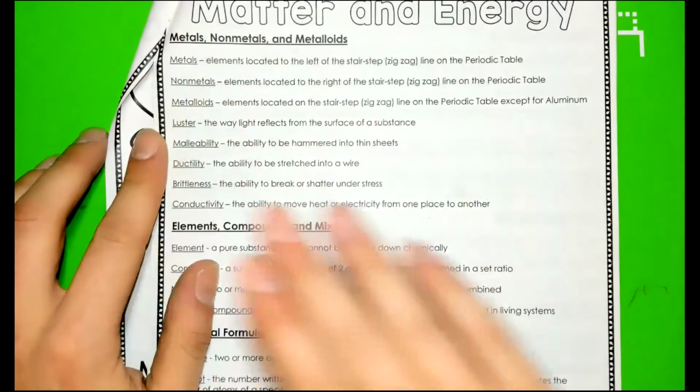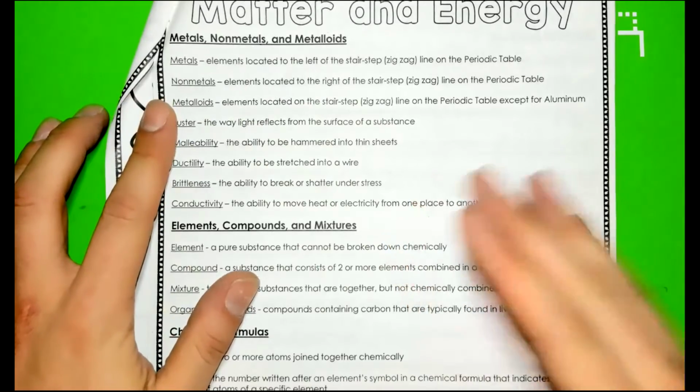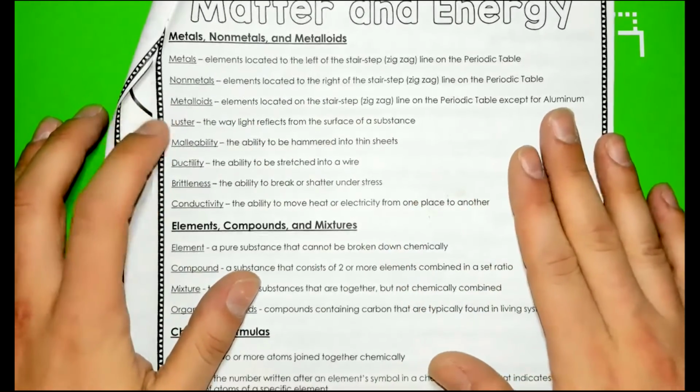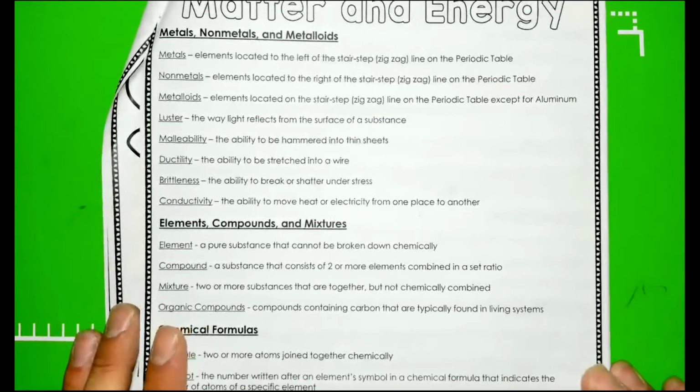Remember that metals are located on the left side of the stair-step line. Non-metals are located to the right side of the stair-step line, and metalloids are everything touching that stair-step line with the exception of aluminum. It's the only one that's off whenever we use that stair-step line trick, okay?